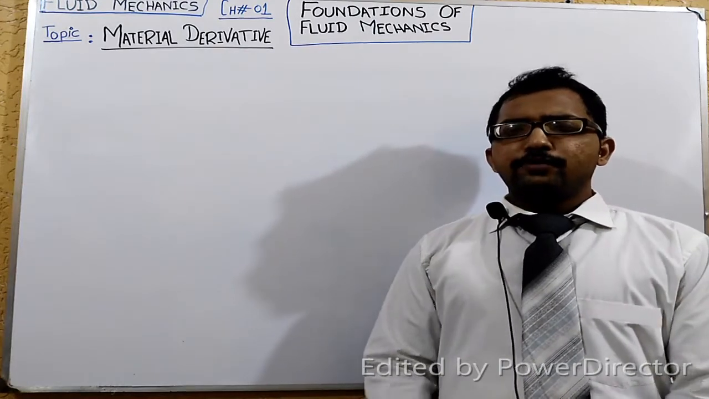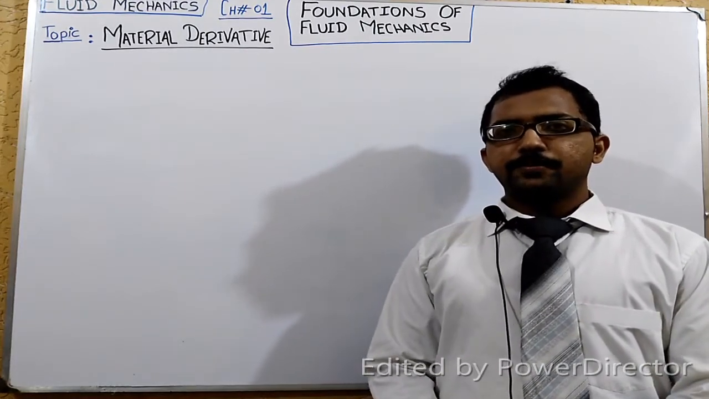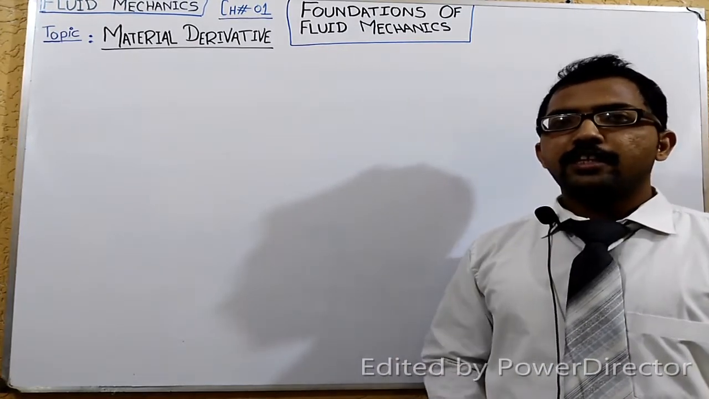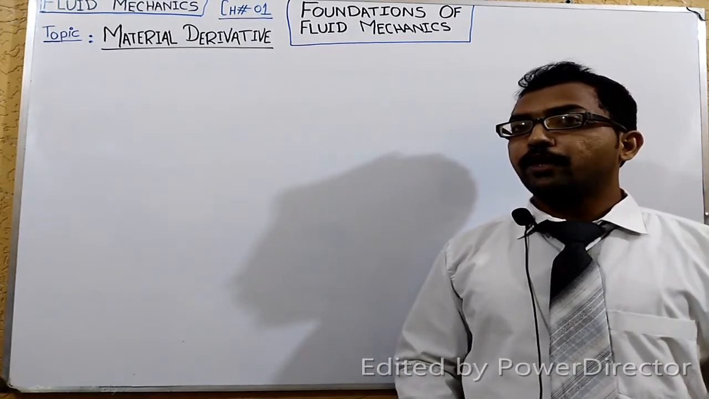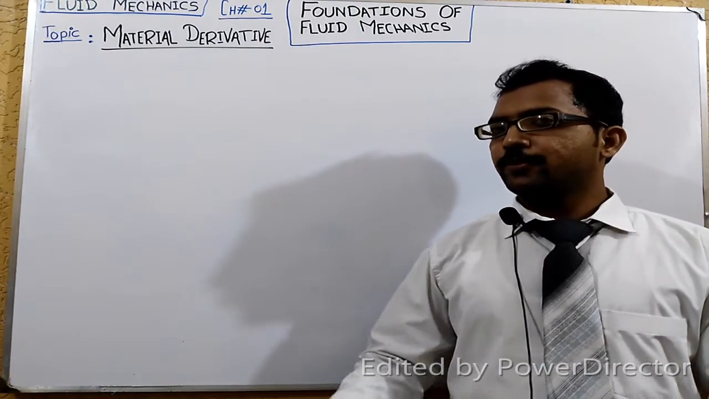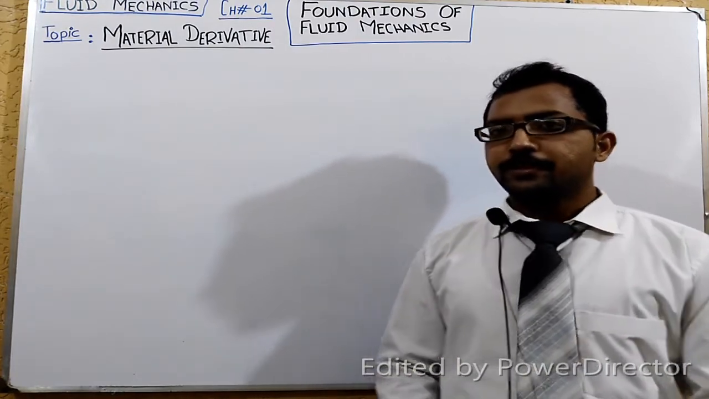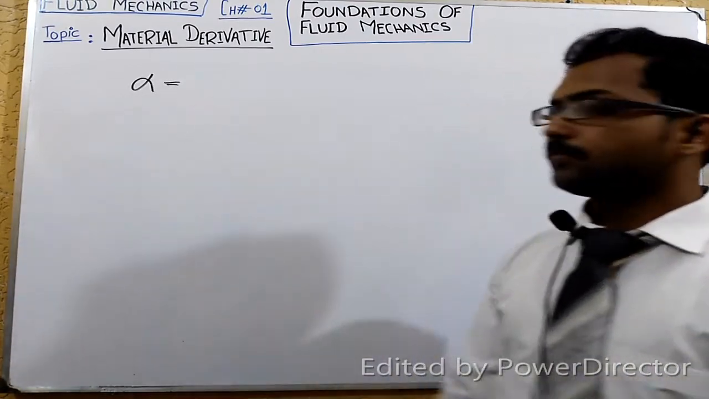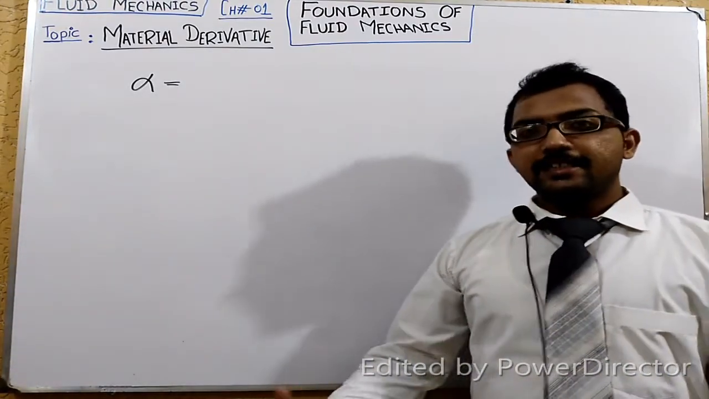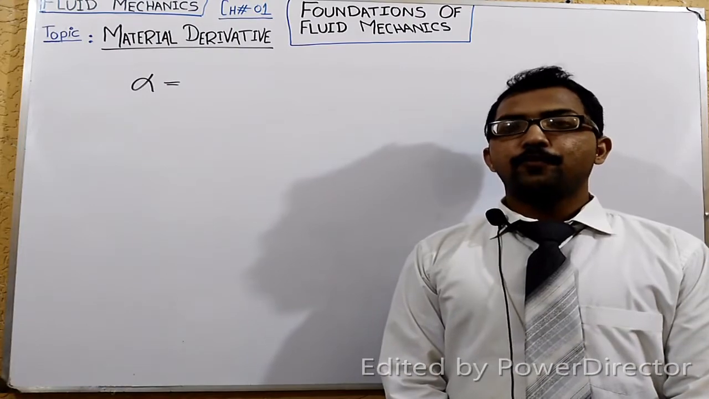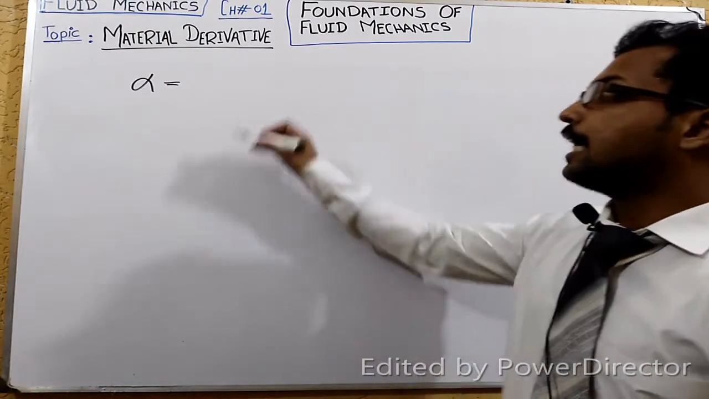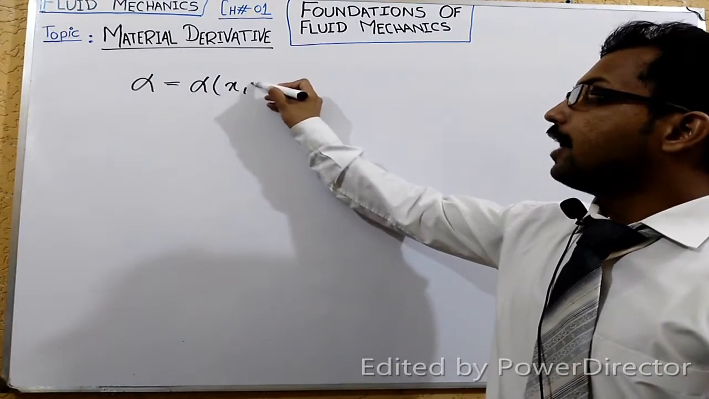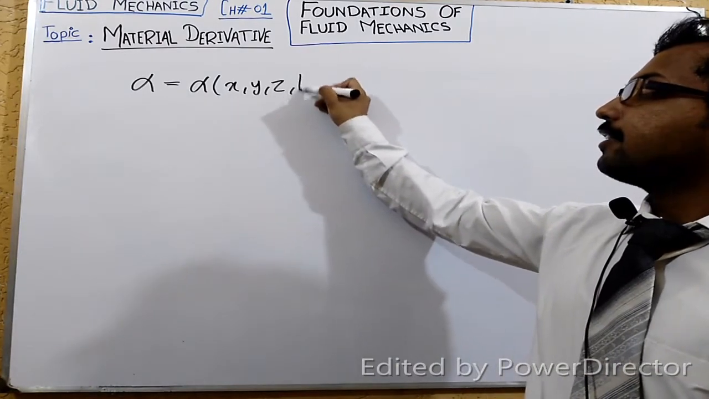In the previous lecture, we discussed the Eulerian coordinate system and the Lagrangian coordinate system. Now in this lecture, we will make a relationship between the derivatives in these two coordinate systems. Suppose that we are given a fluid property alpha. As seen in the Eulerian coordinate system, we know that this property is a field variable that depends on the space coordinates x, y, z and the time t.